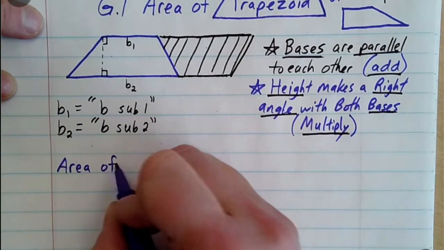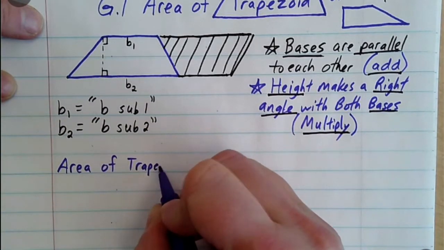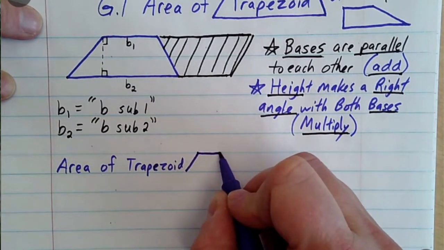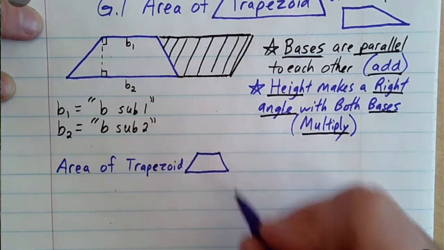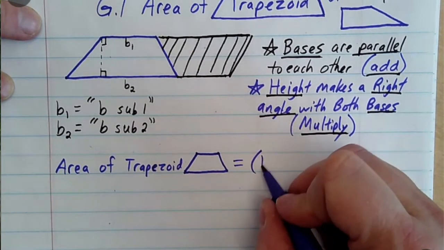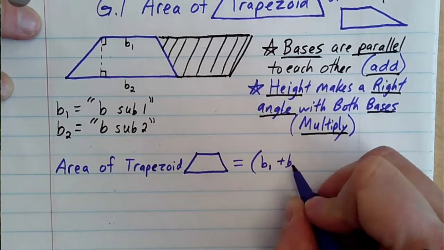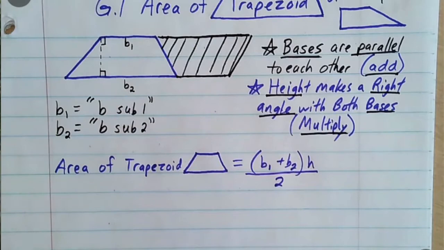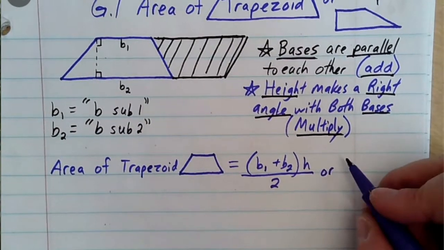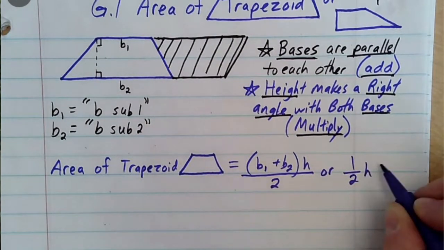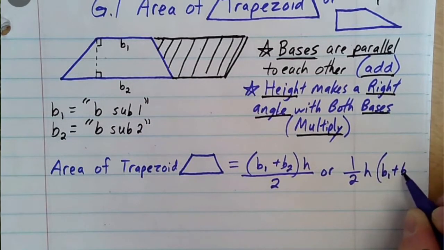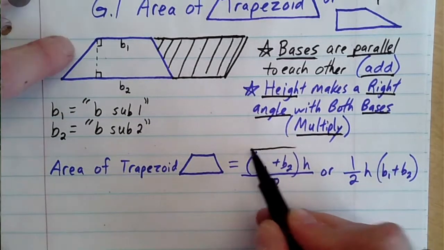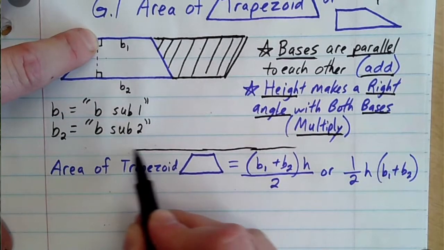Area of trapezoid. Let me draw a little trapezoid here. Equals, and some people like to say it differently. They like to call it base sub 1 plus base sub 2 times the height, then divide by 2. Or the way you might see it written, 1/2 times the height times your bases that you have to add together. So you will see it written both ways. A lot of students prefer the first way I showed you, but you might see it written the second way.